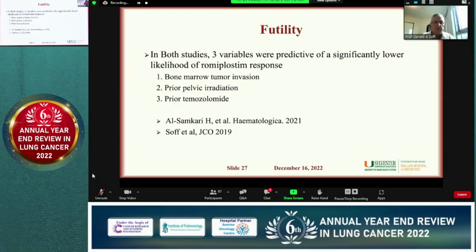Similarly, patients who got extensive pelvic radiation, like prostate cancer or ovarian cancer, also tend to have a low response rate because they simply don't have the marrow space to produce the drug. And in both of our experience, temozolomide seems to cause, in a minority of patients, a longer, more protracted thrombocytopenia. Those patients also seem to not respond to Romiplostim.